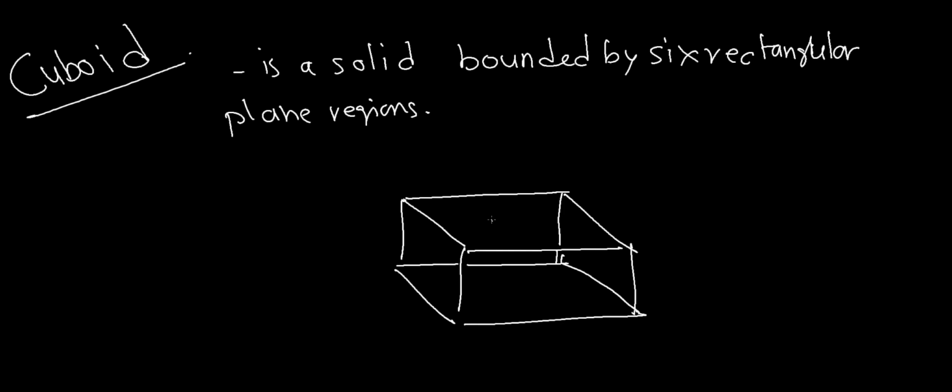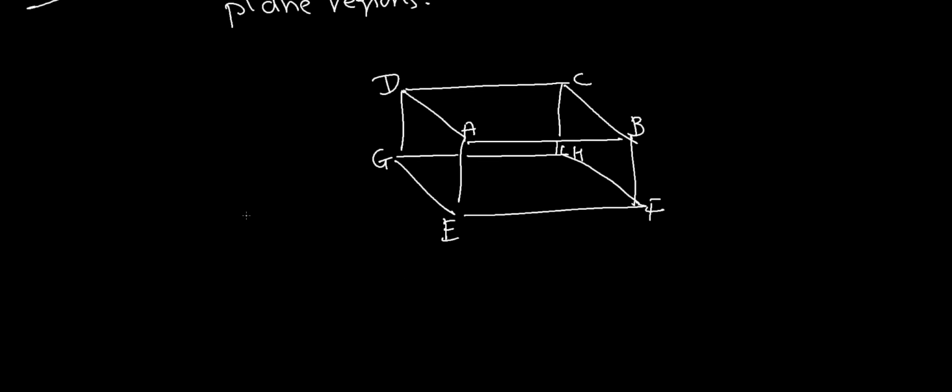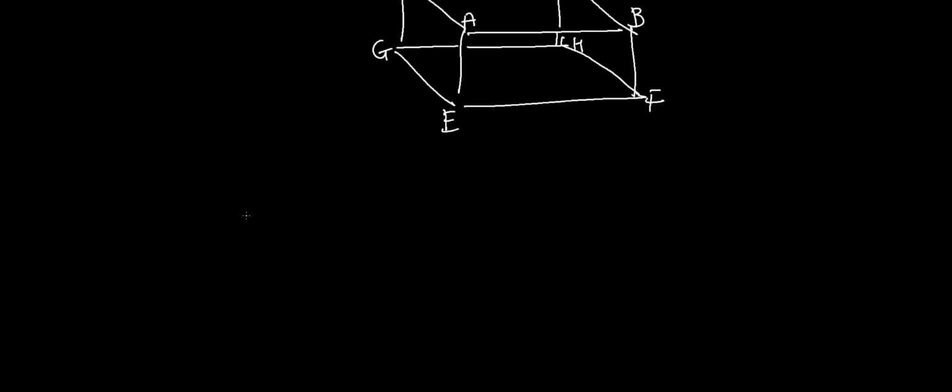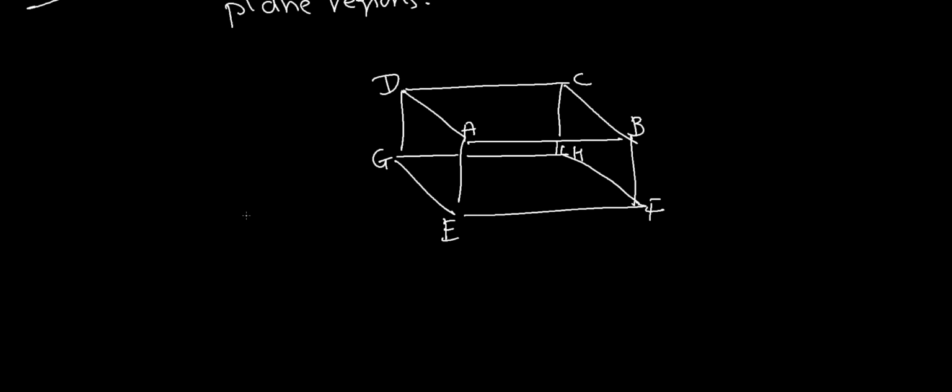So this is a cuboid, and we'll name the points here A, B, C, D, E, F, H and G. So this is a cuboid. This is how it will look geometrically. Now we'll see properties or concepts related to that.